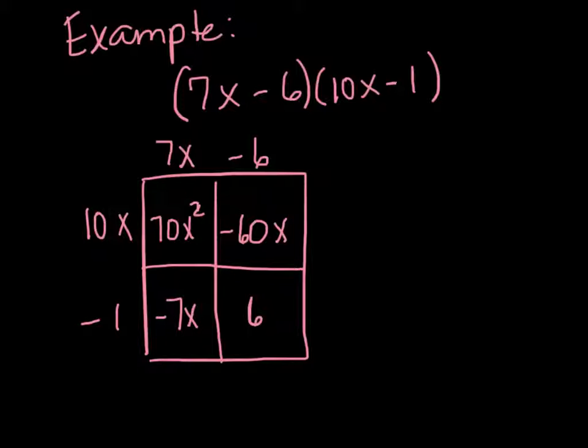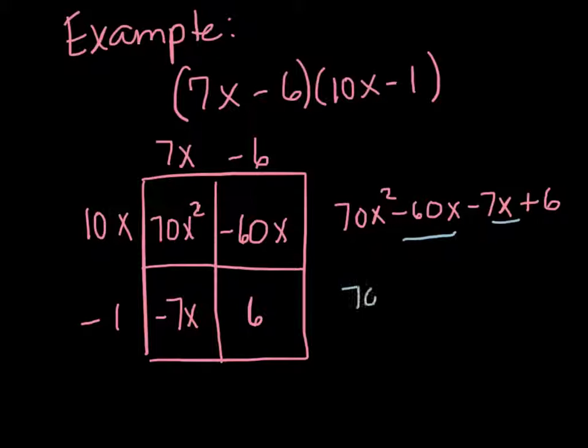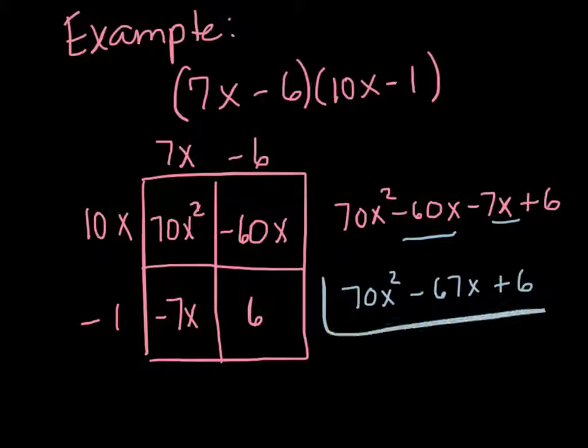So when I write my binomial out, it's 70x squared minus 60x minus 7x plus 6. Put the plus because it's a positive 6. Then I have some like terms right here. So I'm going to have 70x squared. Negative 60x minus 7x is negative 67x plus 6. There's my answer. It's as simple as it gets. I can't combine any other terms.